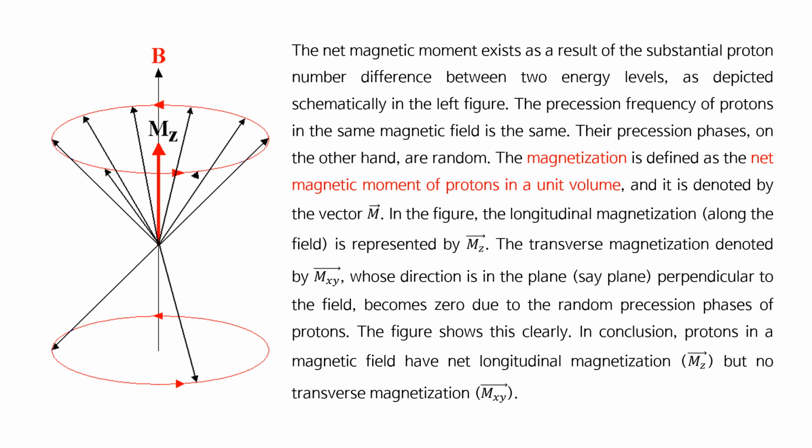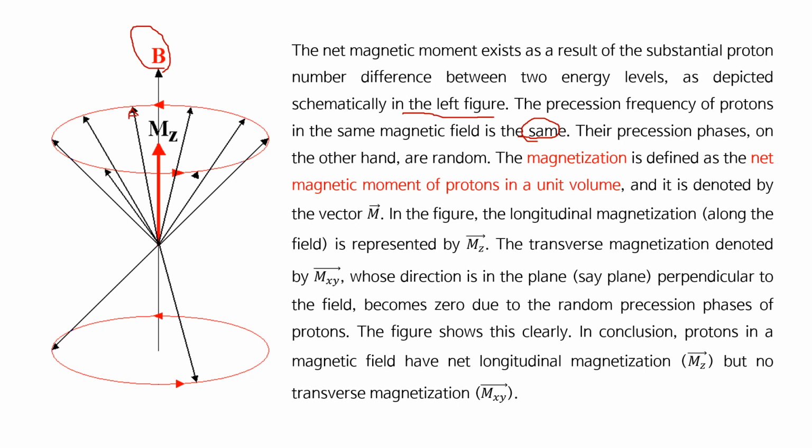The net magnetic moment exists as a result of the substantial proton number difference between two energy levels, as depicted schematically in the left figure. The precession frequency of protons in the same magnetic field is the same. So this nuclear spin precession is at the same Larmor frequency along the field direction.